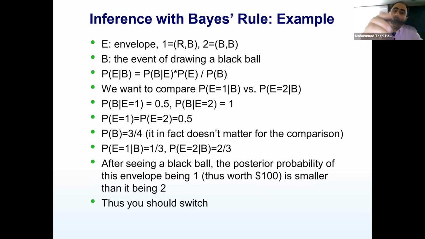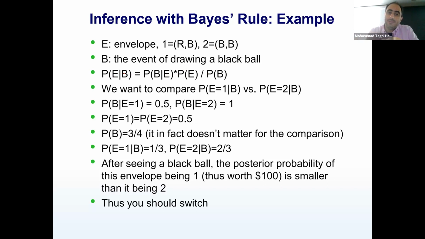Okay, let's define E to be the envelope, where 1 means RB, red and black, and 2 means both black. B is the event of drawing a black ball. Here, the probability of E conditioned on B is equal to the probability of B conditioned on E times the probability of E over the probability of B. So that's essentially the Bayes rule that we are mentioning.